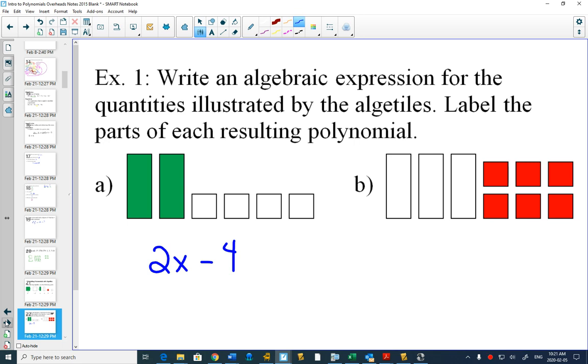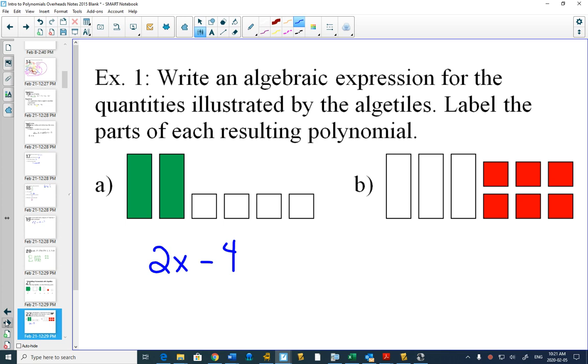It's always good to review our definitions. What number is the coefficient? 4. Close. 2. Coefficient, number in front of a variable. What's the variable? X. What's the constant term? 4. Negative 4. The constant term is the one all by itself, but if there's a subtraction sign in front, we would say the constant term is a negative 4. What kind of polynomial is this? It is a binomial.